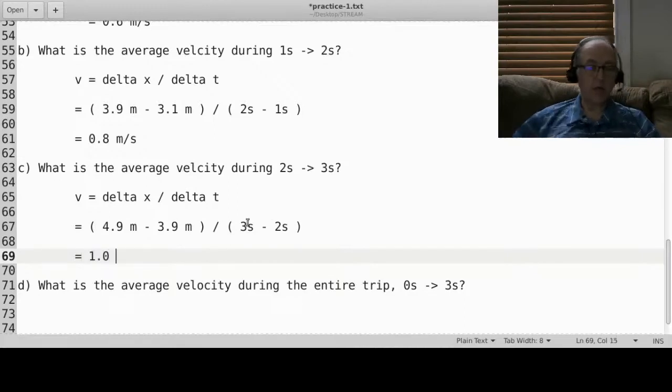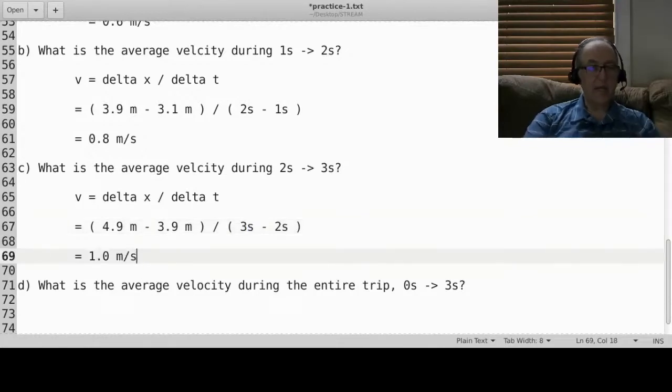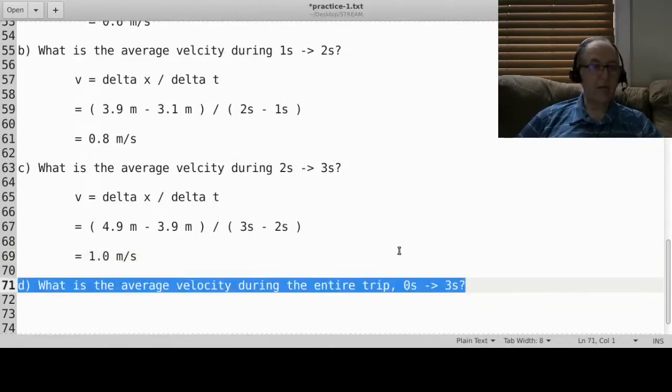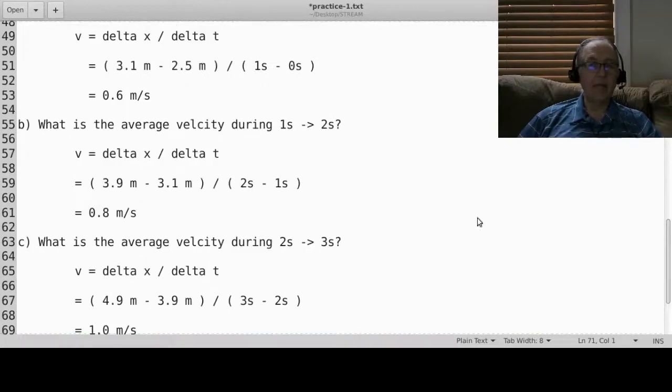Let me show you how the units work. They're MKS units, so your answer has to come out in MKS. You've got meters on top, seconds on the bottom, so it's meters per second. Okay, so there you go. Now, before I answer question D here, hopefully that was pretty easy. Tell me what's happening to the velocity over time.